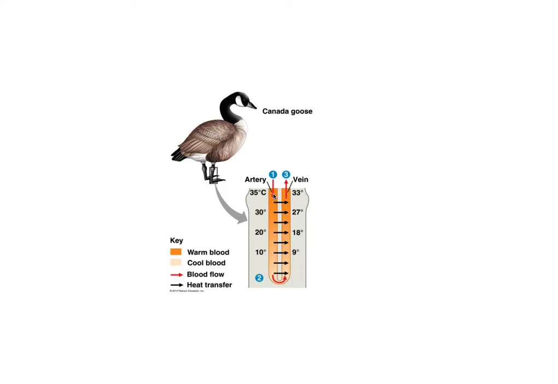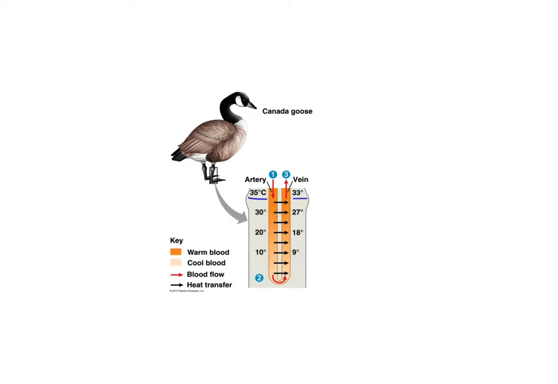And because of this, there's this countercurrent exchange, which is when heat transfers between two areas. You can see on this diagram that the heat is going from high to low, just like solutes, just like diffusion. So we have a higher temperature here of 35 degrees and a lower temperature here in the vein. So the heat transfer is going to go from high to low.